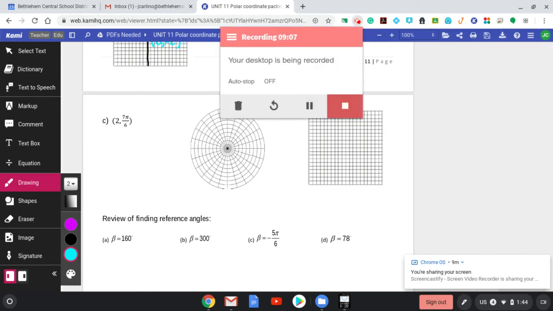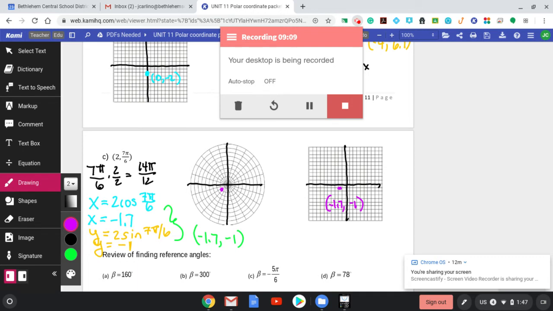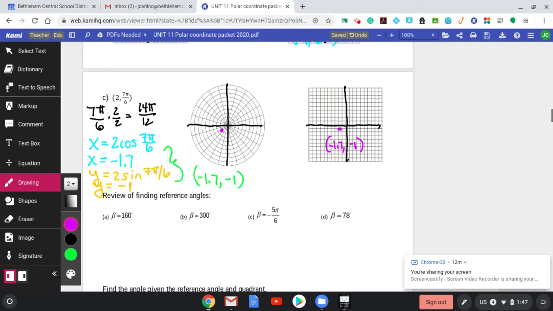Let's get to work. Okay, guys, let's take a look here. Hopefully you guys noticed they fell in the same spot. The converted point should have been -1.7, comma -1. All right, hopefully we're having no issues, right? No big deal. Okay, so that's how you take a polar coordinate and convert it to a rectangular.